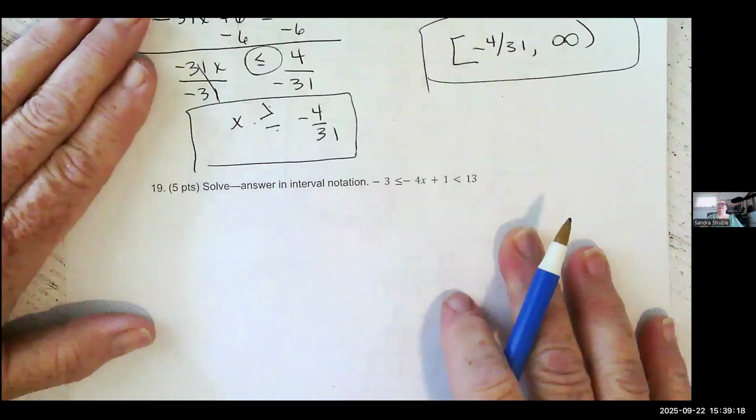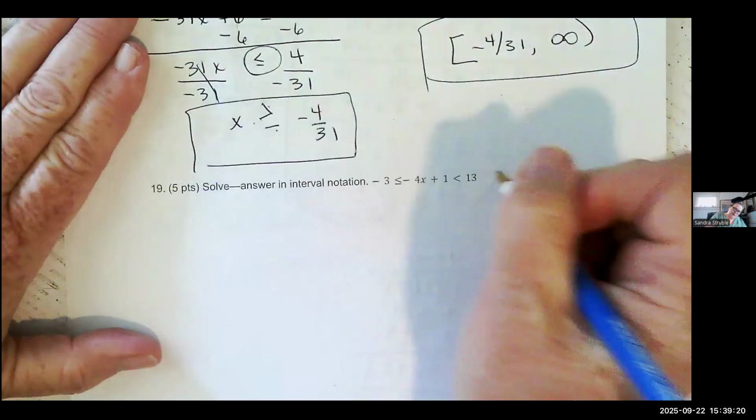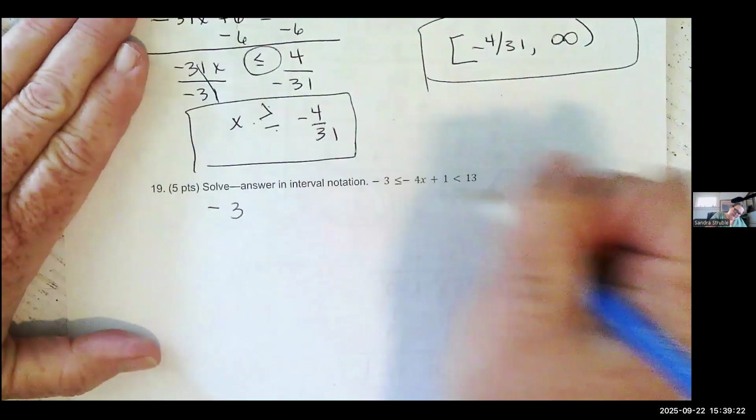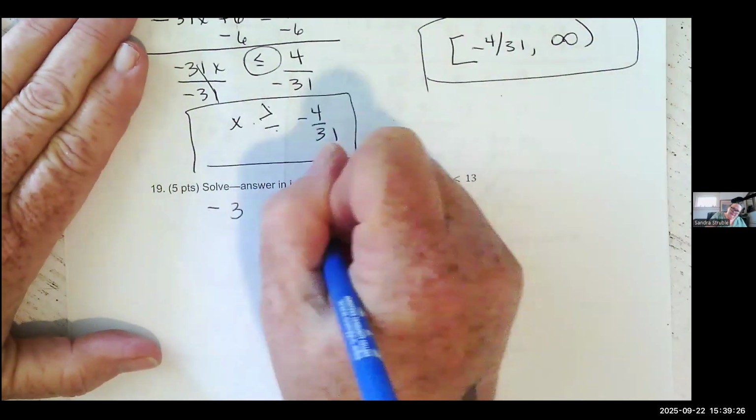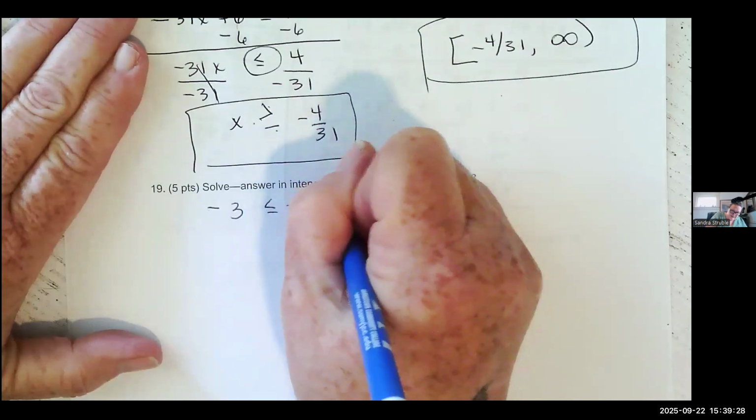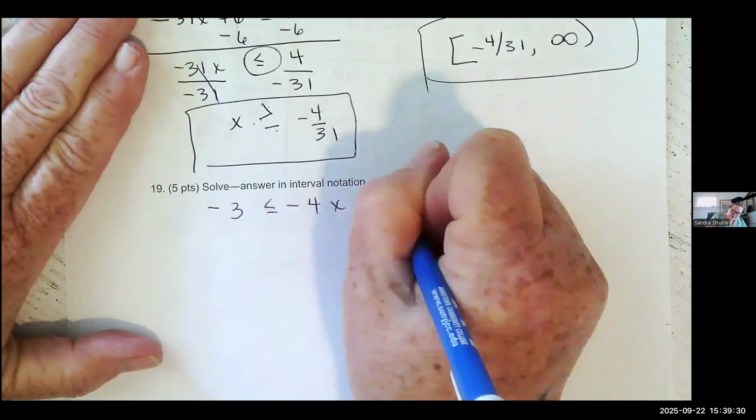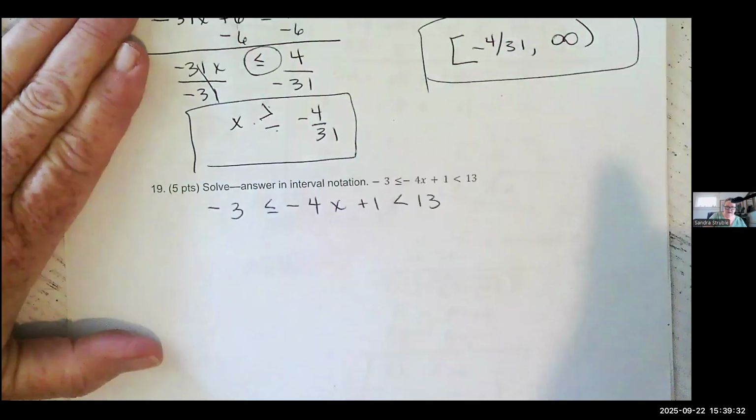The next one, solve, answer in interval notation. So many of you tried to break this up. Please don't do that. It makes it wrong. Inevitably people mess it up and it doesn't go well. So give me a chance to do this real quick. All right.